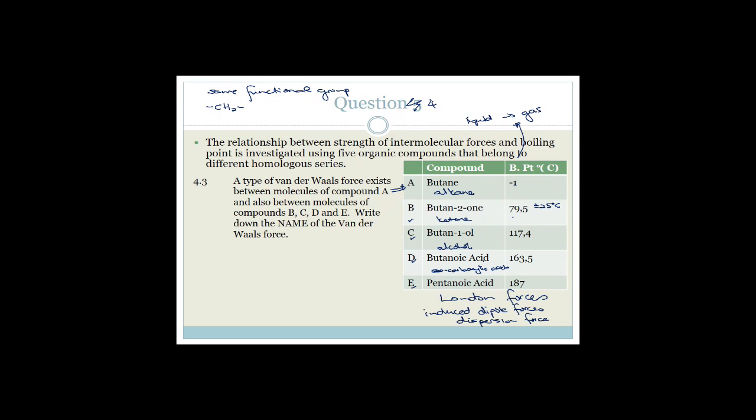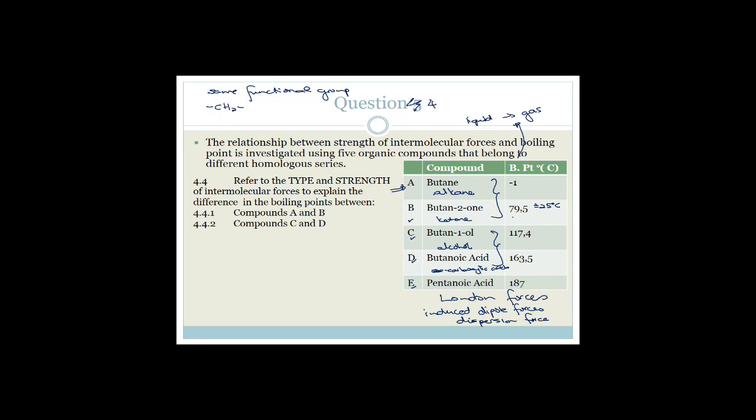So, next question says, refer to the type and strength of intermolecular forces to explain the difference in boiling points between A and B, these two, and then between C and D. Okay, so in A, we only have London forces, okay? In B, we have dipole-dipole forces as well as London forces, okay?